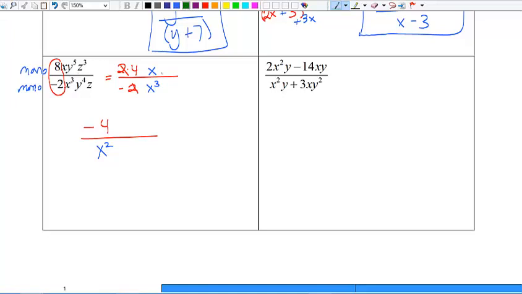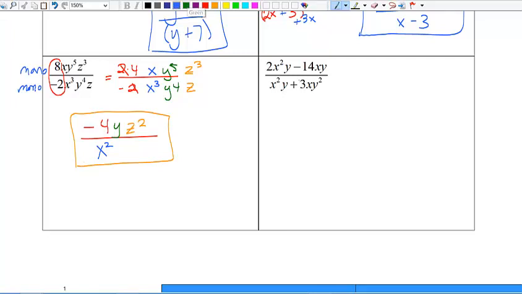My y's, I have 5 y's in the numerator, 4 y's in the denominator. After I divide, I'm going to subtract my exponents, and I'm left with 1 y in the numerator. And then with my z's, I have 3 z's on the numerator and 1 z in the denominator. When I divide those out, I have 2 left, and that's in the numerator. No factoring for that one.